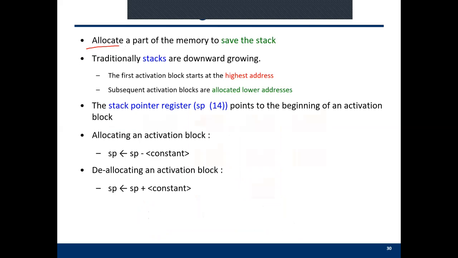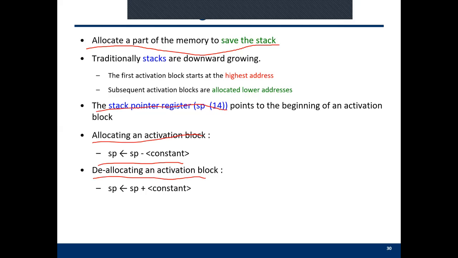So we typically allocate a part of the main memory to save the stack, and the stack grows downward. So the first activation block starts at the highest address, and the following activation blocks are allocated at lower addresses. So we have a so-called stack pointer, which is the SP, to point at the beginning of an activation block. So this is how we allocate an activation block.